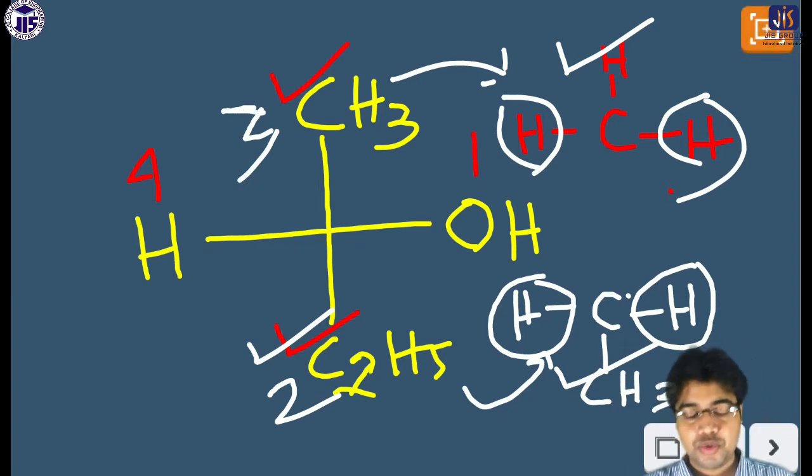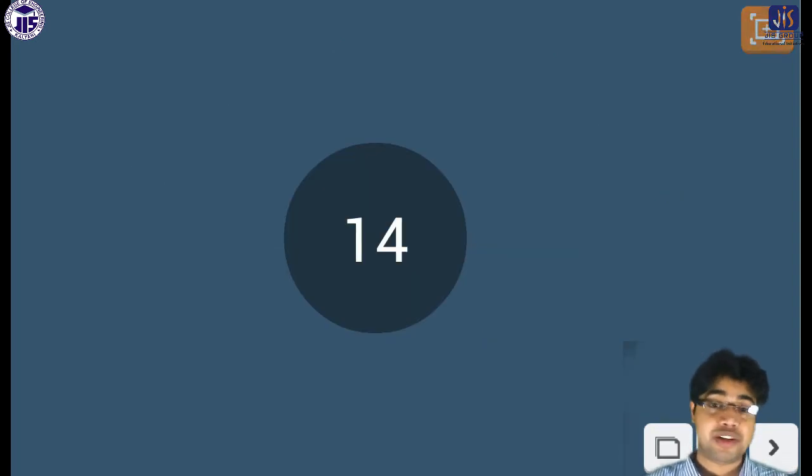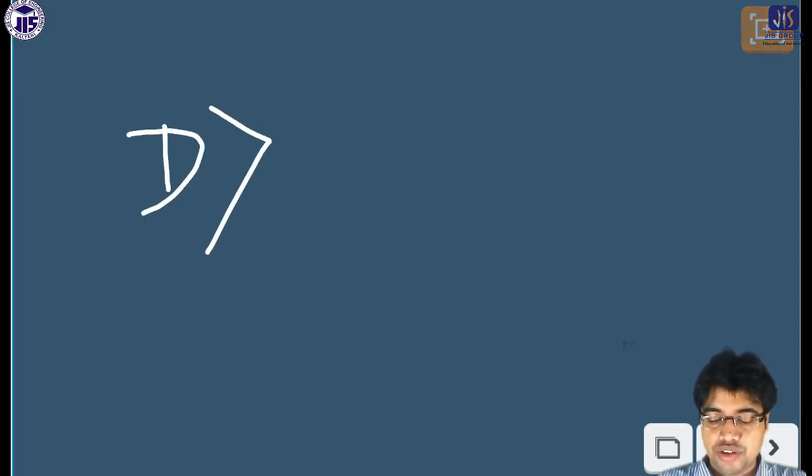So 1, 2, 3, 4 in this way. What I told you is that the first condition is that you have to consider the atomic number of the attached atom. Second condition: if the directly attached atoms' atomic numbers are the same, then we have to move to the next atom for comparison. Third condition: isotopes have the same atomic number, but among isotopes, the one with the higher mass number gets the priority. For example, deuterium gets priority over hydrogen.